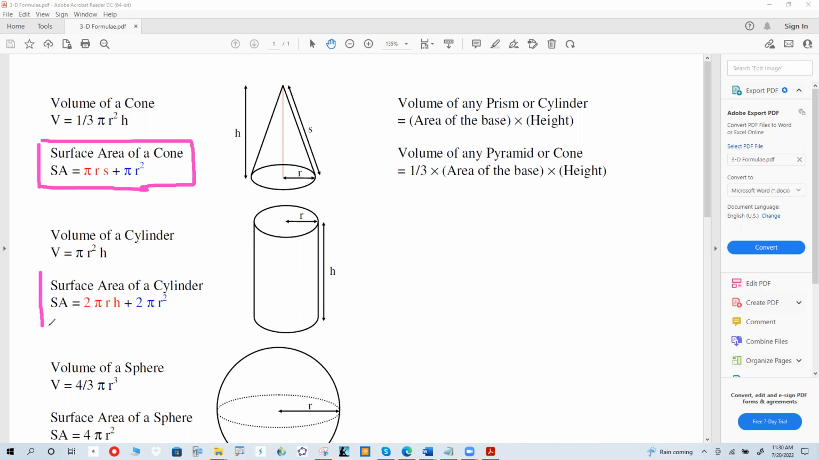Surface area of a cylinder. What's a cylinder? A cylinder is a Pringles container. I have a circular top and a circular base. The radius of the circular top is r, and the height is h. I only have 2 variables. I don't have an s. I have h and r. The surface area of a cylinder is given by 2 pi rh plus 2 pi r squared. You have to know the formula for this course. You should know how to prove it for your middle school students.